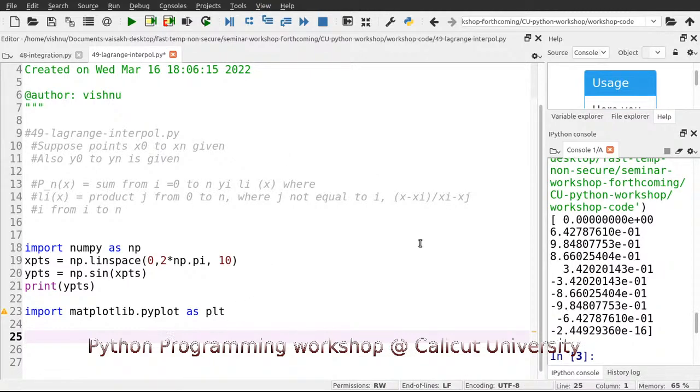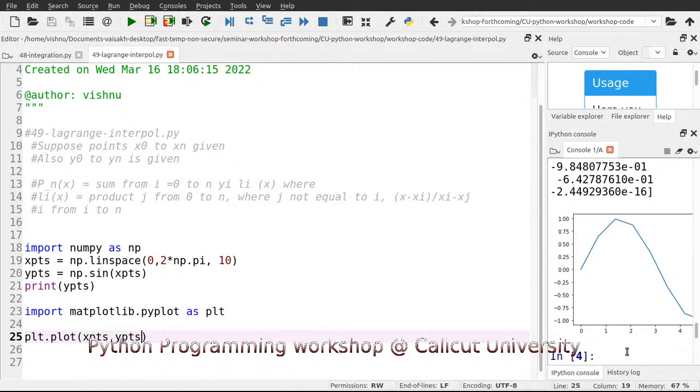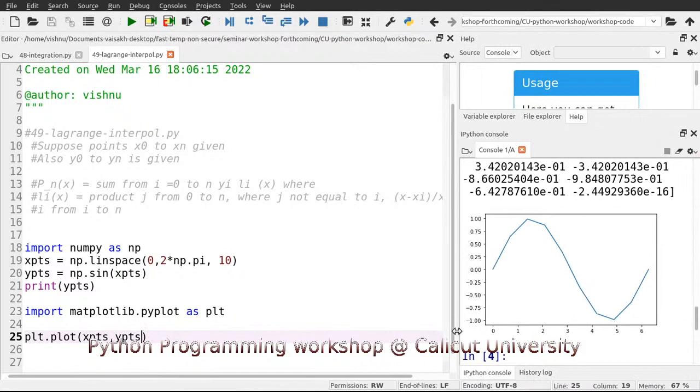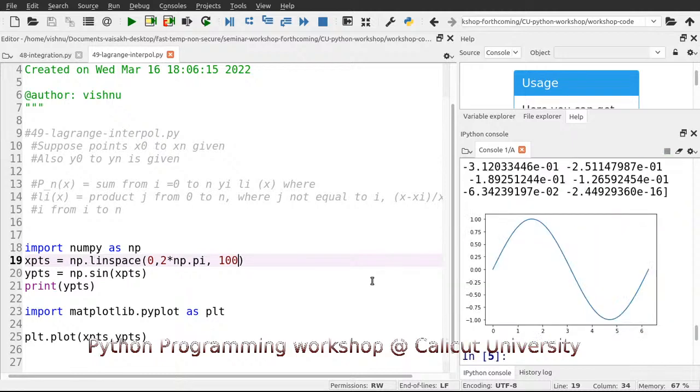So matplotlib is imported. Now trying to plot, plt.plot x points, y points. The plot is here. You can see that because the number of points we have taken is much less, it does not really look like a smooth curve. If you want to increase the number of points, then it looks somewhat better. This is the plot we have.